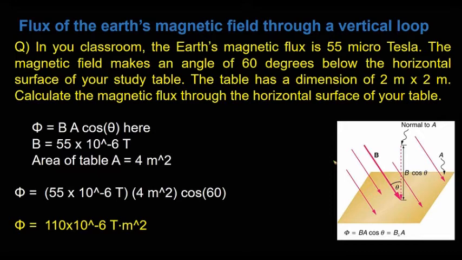Now let's calculate the flux using the formula that we had seen in the previous slide. In this problem, it says, in your classroom, the Earth's magnetic flux is given to be 55 microtesla. Because this is Earth's magnetic, this should be magnetic field, not flux. I apologize for the mistake. The symbol for denoting magnetic field is B, because by looking at the units, we can say it cannot be flux, it has to be magnetic field value.